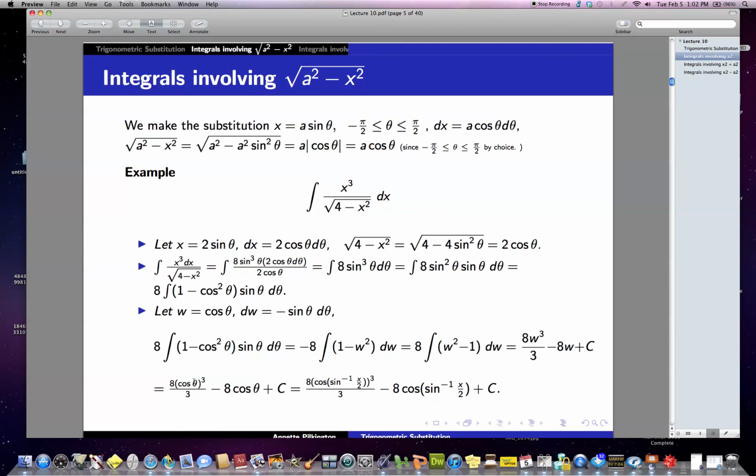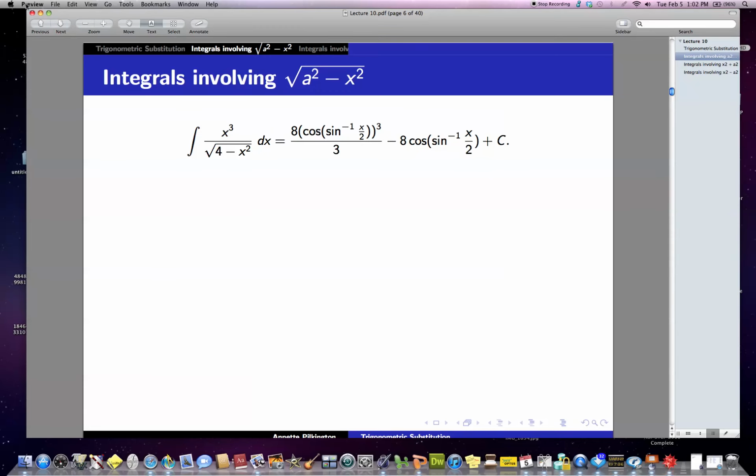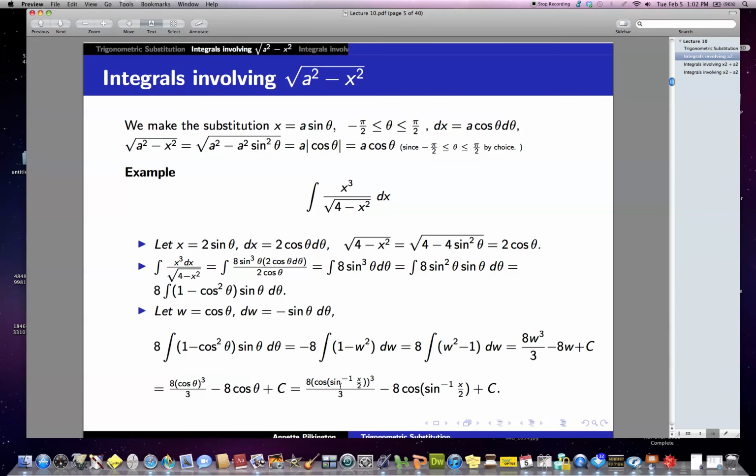At this point I must convert back to x's, so I must check what my theta is equal to in terms of x, because x is 2 times sine theta, then I have theta is equal to sine inverse x over 2, because I've chosen the angle between minus pi over 2 and pi over 2. So I can replace theta here by sine inverse x over 2, and this is my solution.